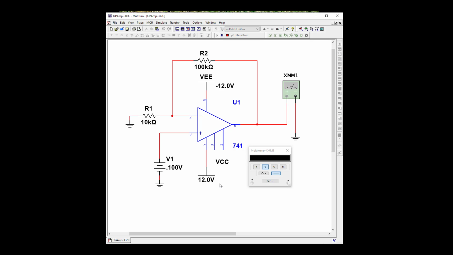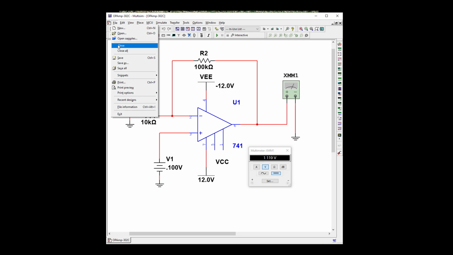Let's start it. And so we have DC, so we have 0.1 in and we have 1.1 volts out. So that's a gain of 11. And this is a non-inverting, so our output is going to be plus because our input is plus. They're going to be in phase. Okay, so let's shut down our simulation and open up our last file.